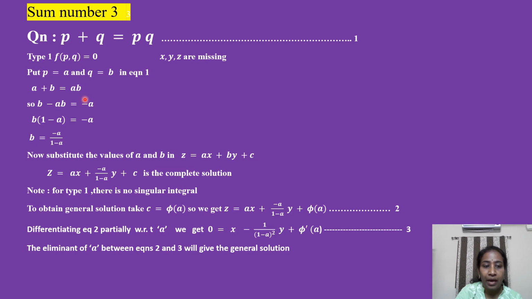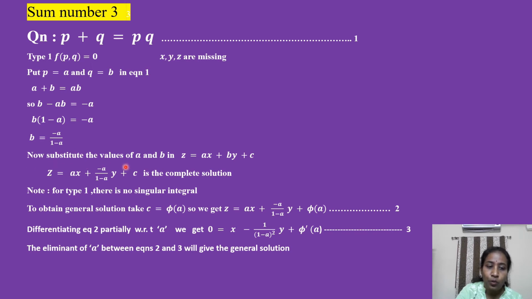So to find b, what I do is I bring all the b terms together. So b minus ab is equal to minus a. So a comes to the right side as minus a and ab comes to the left side as minus ab. Then I bring out this b common outside. I get b into 1 minus a equal to minus a. So b is equal to minus a divided by 1 minus a.